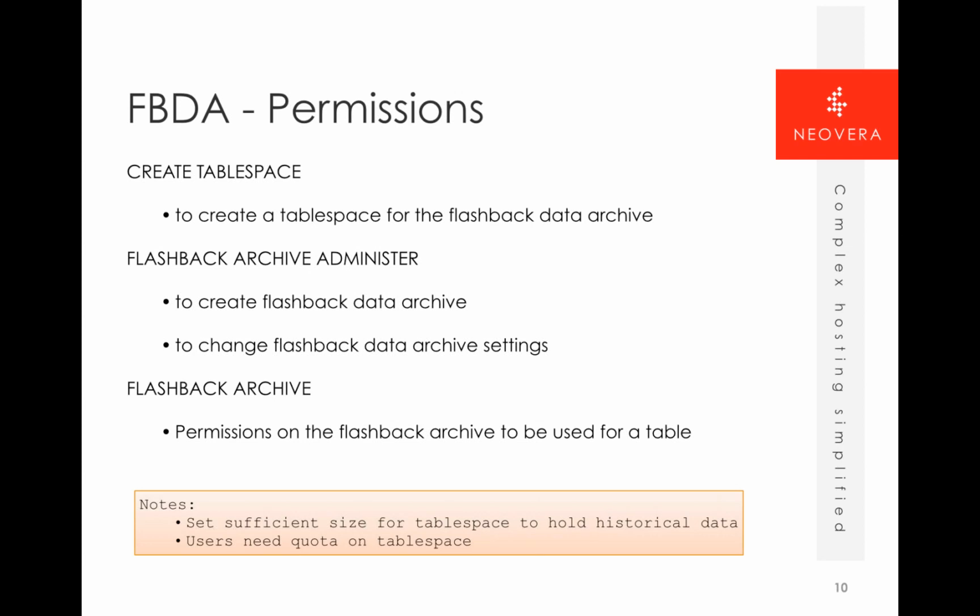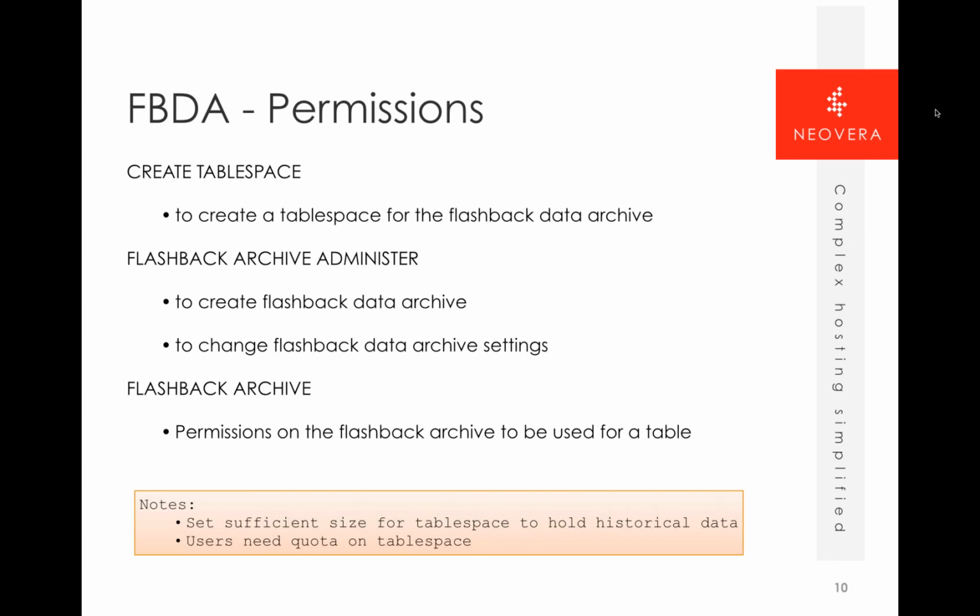Some of the notes I put here: make sure you set sufficient size for your table spaces to hold historical data. So at the time you create these table spaces, be very cognizant of quotas you may put on it. Also, you would size this for whatever data you think you're going to be putting in there based on a retention period. So if you're retaining 5 years, then you should be sizing these table spaces to at least accommodate that. What you don't want is space to run out.